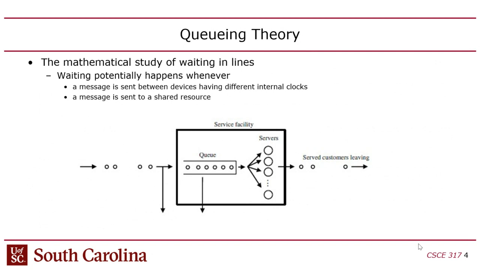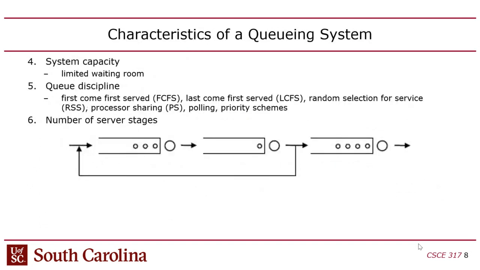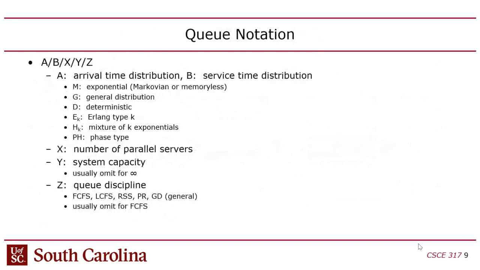So remember that the queuing system includes the queue and the servers, and there's the notation for a queuing system. It tries to include all the information you know in order to do the analysis. So you've got the arrival time and service time distributions, followed by the number of parallel servers, and then optionally you can have a system capacity and a queue discipline.